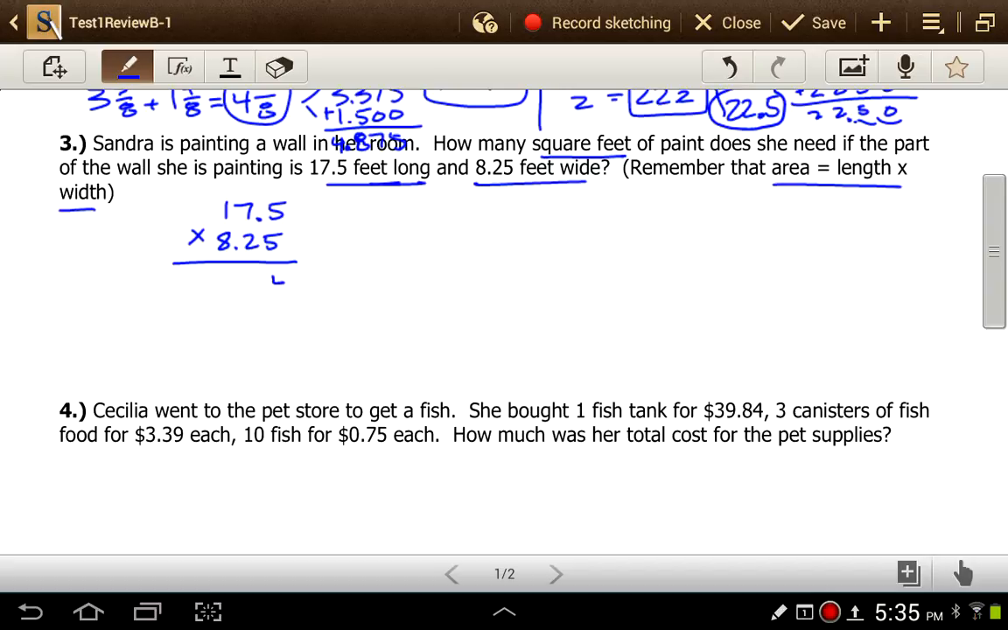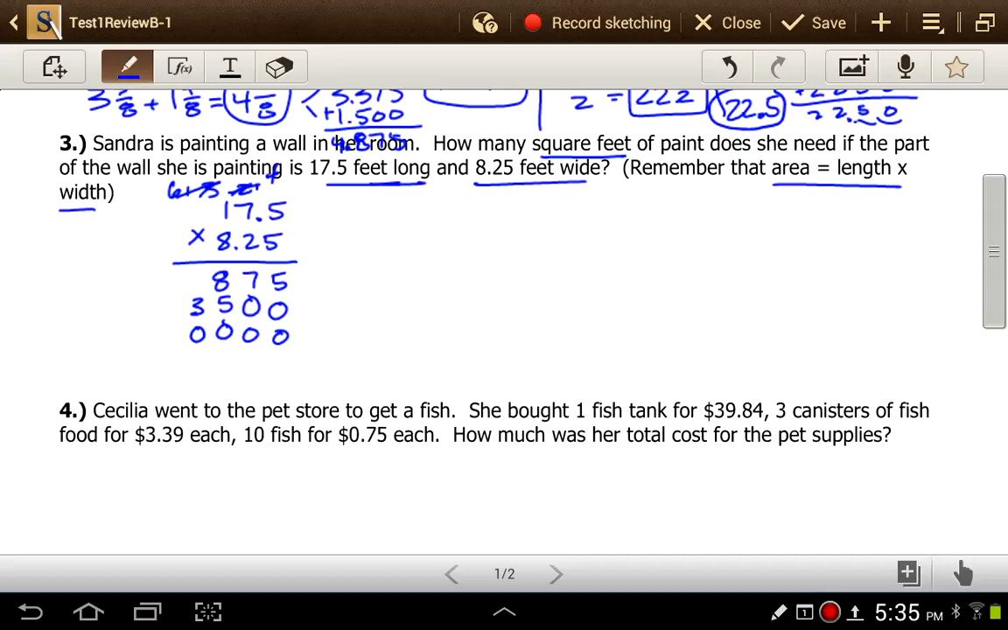5 times 5 is 25. Put the 5, carry the 2. 5 times 7 is 35, plus 2 is 37, put the 7, carry the 3. 5 times 1 is 5, plus 3 is 8. And put 0, start the next row. 2 times 5 is 10, put the 0, get a 1. 2 times 7 plus 1 is 15, put the 5, carry the 1. 2 times 1 plus 1 is 3. I'm going to start with 2 zeros for the next row. 8 times 5 is 40, put the 0, carry the 4. 8 times 7 is 56, plus 4 is 60, put that 0, carry the 6.